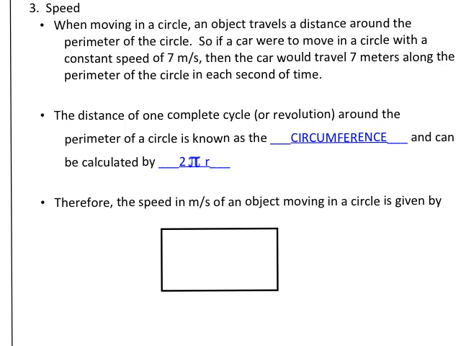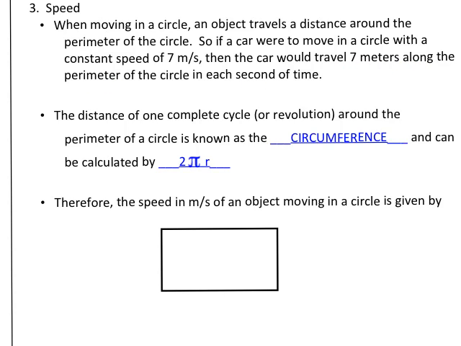In previous chapters, we've talked about speed. However, that was in a straight line. Now, when we look at the speed of something moving in a circle, that object is traveling a distance around the perimeter of the circle. So for example, if a car had a constant speed of 7 meters per second, that means that it would travel 7 meters along the perimeter in each second of time.